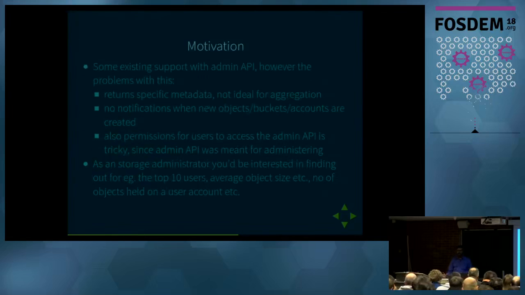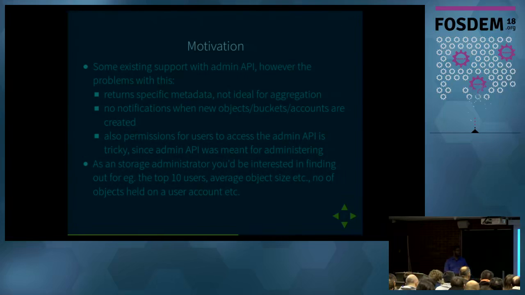We have some support for this in terms of the Rados Gateway admin API. So you can get specific metadata when you query for it, but the problem is, since it's very specific, like if you ask for this specific bucket or this specific object, I need metadata, then we'll give it to you, but that doesn't lend itself very well to analysis. And you actually have no notifications when new objects or new buckets or new accounts are created, so you have to constantly poll and write a very large-scale system to analyze this.